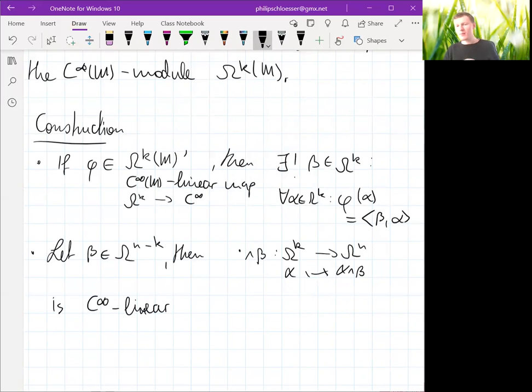Okay. Now, since our manifold is oriented, we have a very nice property, namely that every n form can be written as a multiple of capital omega. So we can go on and map this to C infinity just by saying that f times capital omega is mapped to f, where f is unique because it's oriented.